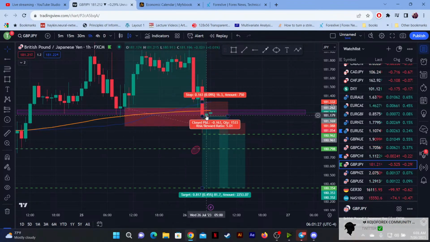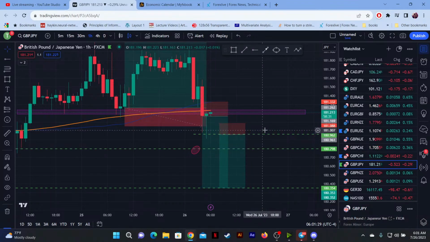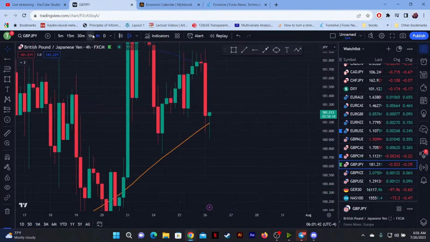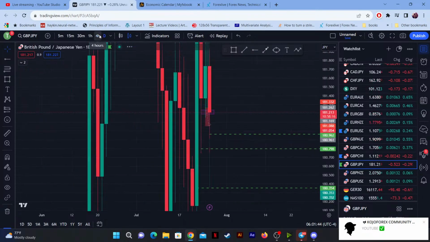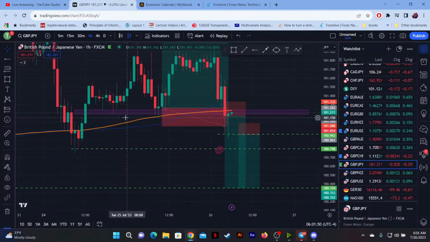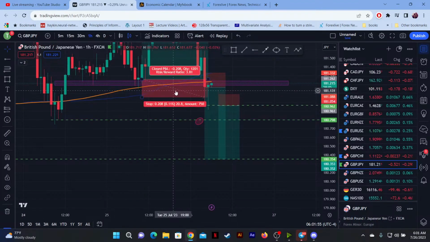Like I said, we had this pullback up here, right? But this doesn't signal to me that this is the move back to the upside swings. So I'm still bearish. We'll see how it plays out. On the 4 hour and the daily, we have all these rejections here. I'm still bearish on this, guys. So I'm still selling this.